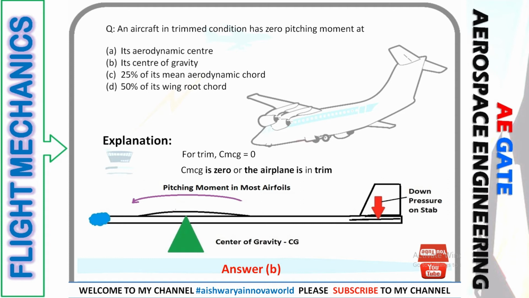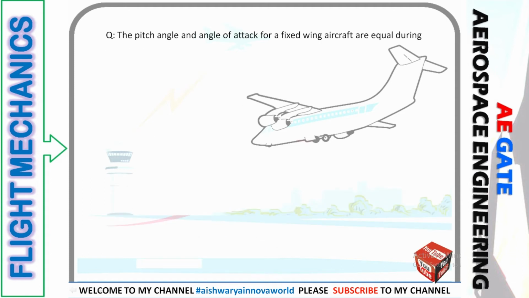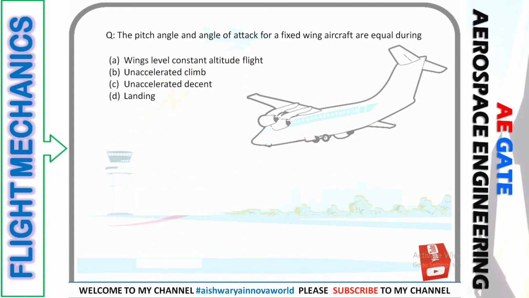Comes the next question. The pitching angle and the angle of attack for a fixed wing aircraft are equal during: wings level constant altitude flight, unaccelerated climb, unaccelerated descent, and landing. Now see the explanation. Remember this diagram.